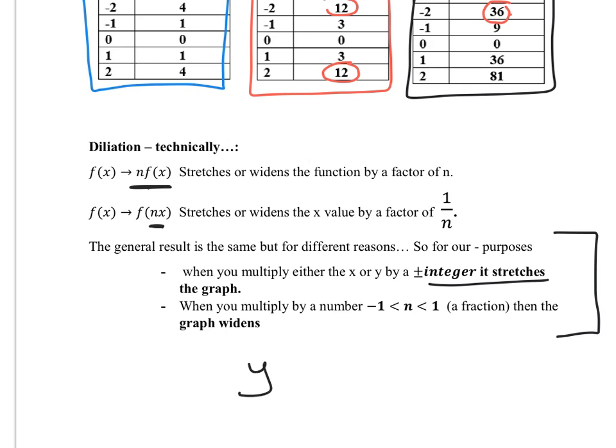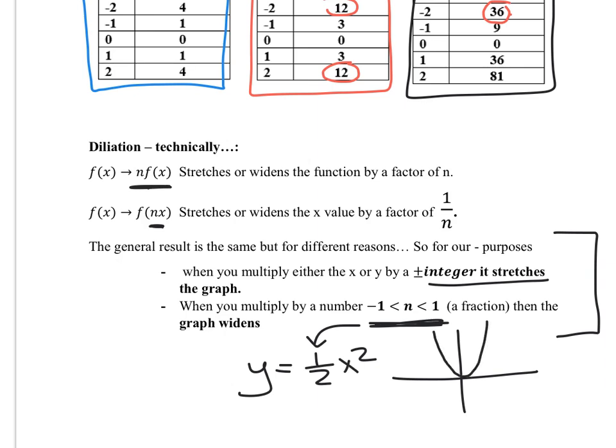If you want, you can try 1/2 x squared. This is an example of something that's between -1 and 1. It's a fraction. When we multiply by a fraction, if this is your original, it's going to widen it out. So when this number is a fraction, we're going to get wider. And when this number is a whole number, or not between -1 and 1, then this stretches it. Those are the key words that you have to know.